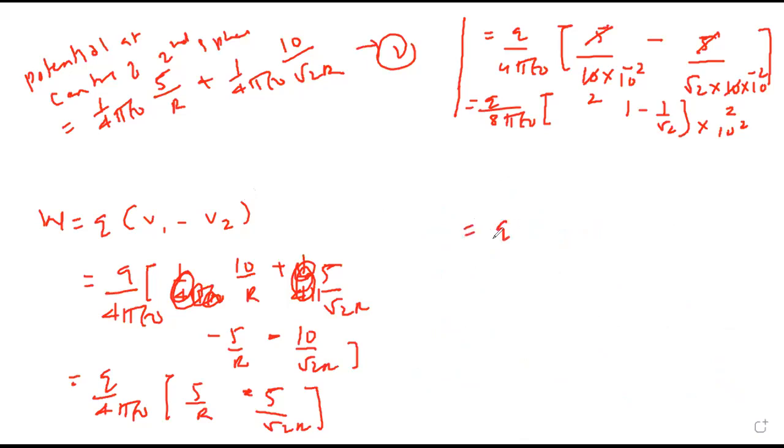So the final answer will be Q upon 8 pi epsilon naught, root 2 minus 1 upon root 2, into minus 2 goes up 10 raised to plus 4. So as for this, the closest option is 26, option B. But I feel 10 raised to 2 is not printed, or that centimeter should be meter. Then it is perfect.